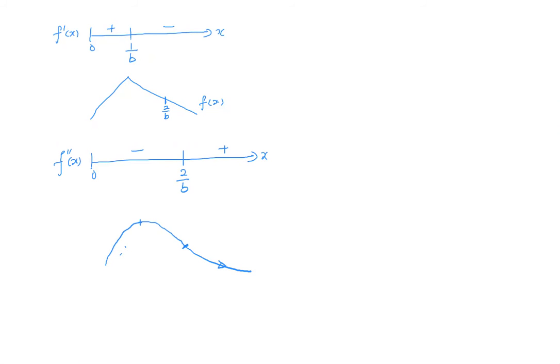So based on the sign diagram, you can draw the graph. Always remember, the sign of f double prime shows you the shape of the f(x) graph. So you must know the sign of f prime x shows f(x) is increasing or decreasing.